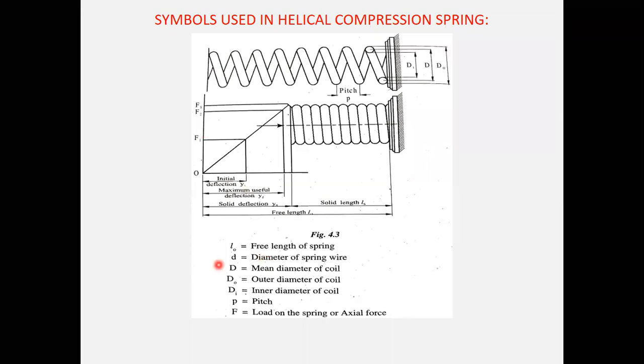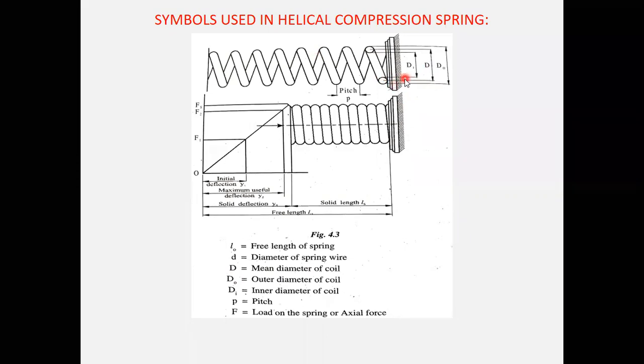Here you can see the symbols which will be used. L0 is nothing but the free length of the spring. Small d is the diameter of the spring wire. And capital D, from here up to here, is called the mean diameter of the coil. This is the mean diameter of the coil.